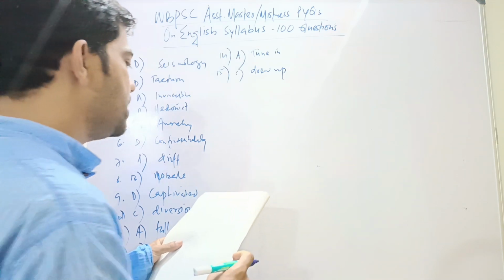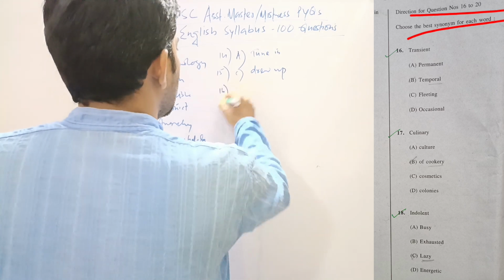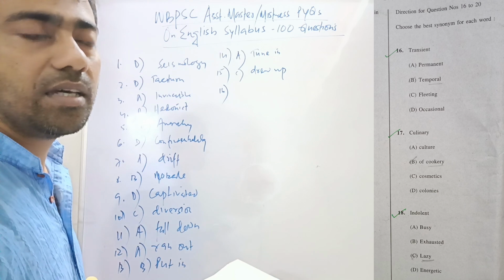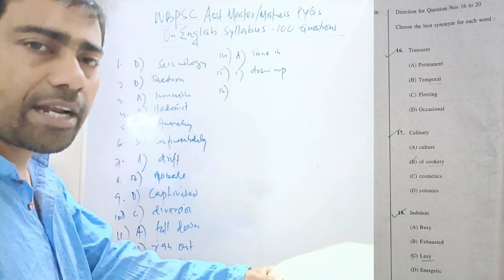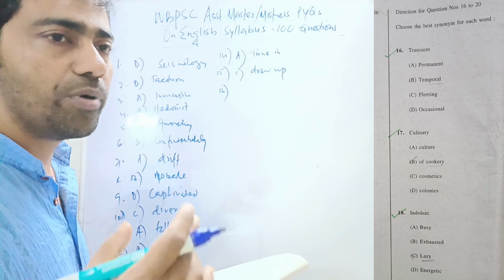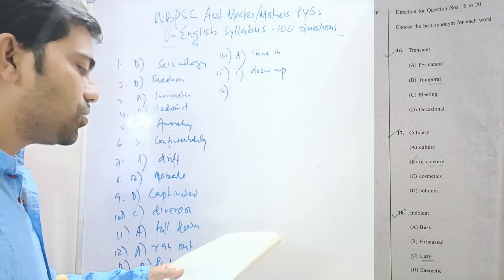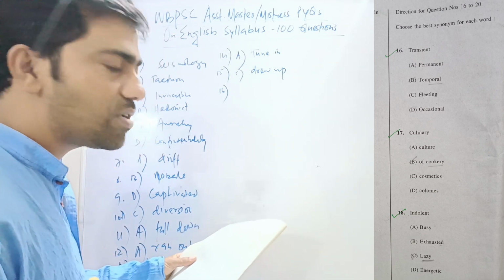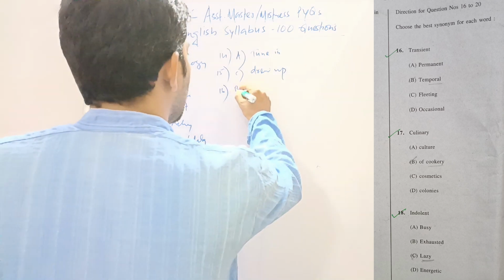Directions for question number 16 to 20: choose the best synonym for each word. Synonym. You should go through the directions very well. If you confuse synonyms with antonyms and antonyms with synonyms, then your chance of getting the correct options will be mostly wrong. So choose the best synonym for each word. Transient. Transient means, we all know transitory as transient. So temporal. It is a synonym. So temporal, B number.